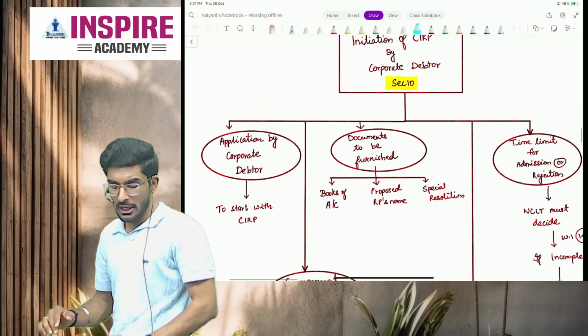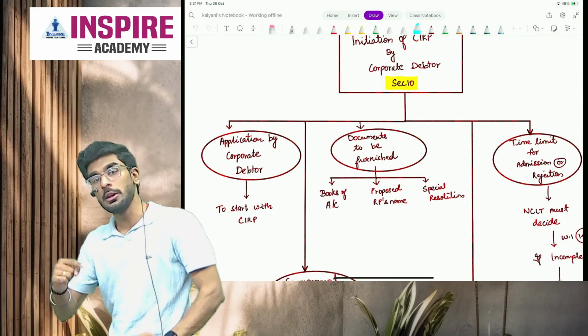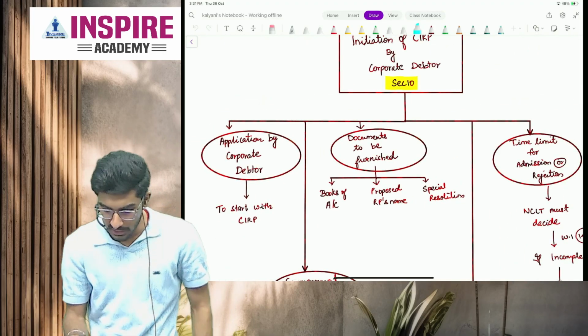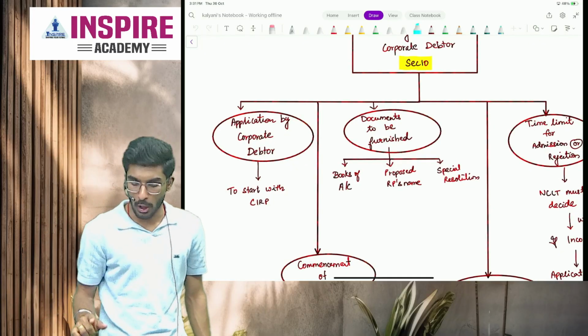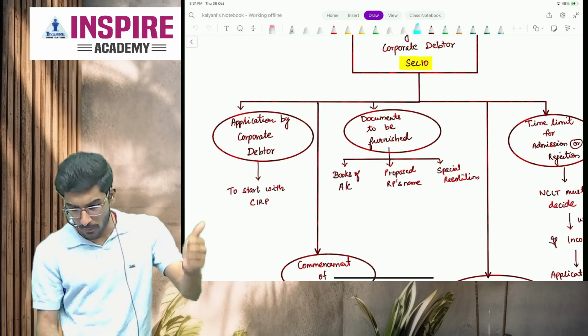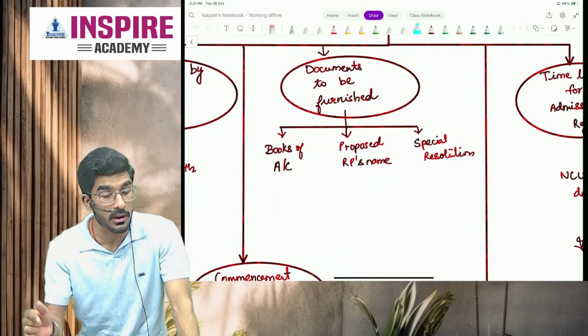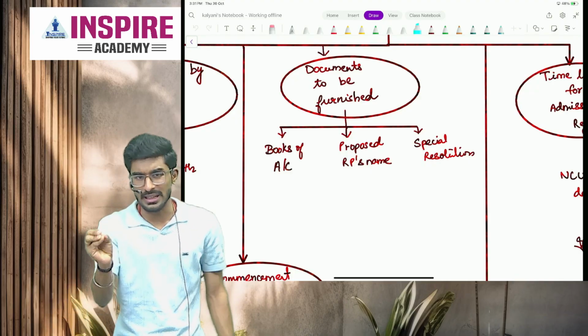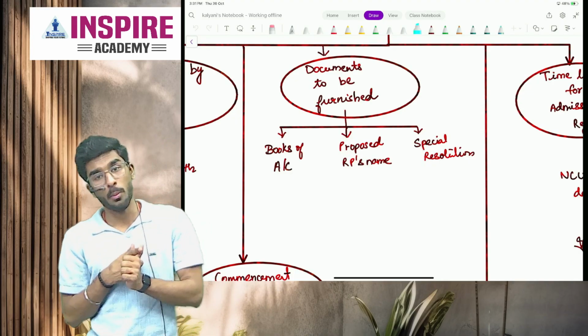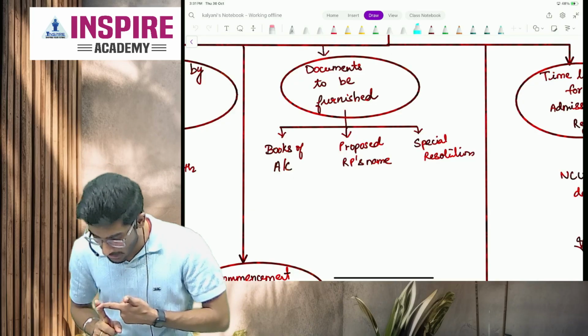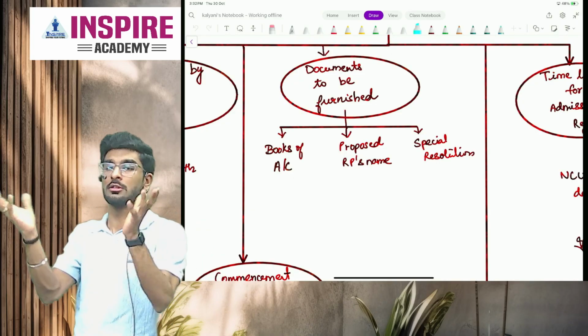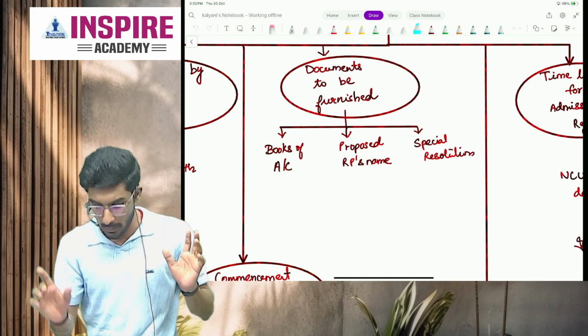So, application for initiation of CIRP by the corporate debtor. How is this done, people? The application is given by the corporate debtor to start the CIRP. Obviously, what all documents have to be furnished? Three types of documents. Number one is books of account. Number two is the proposed RP's name, and number three is the special resolution of shareholders or partners.